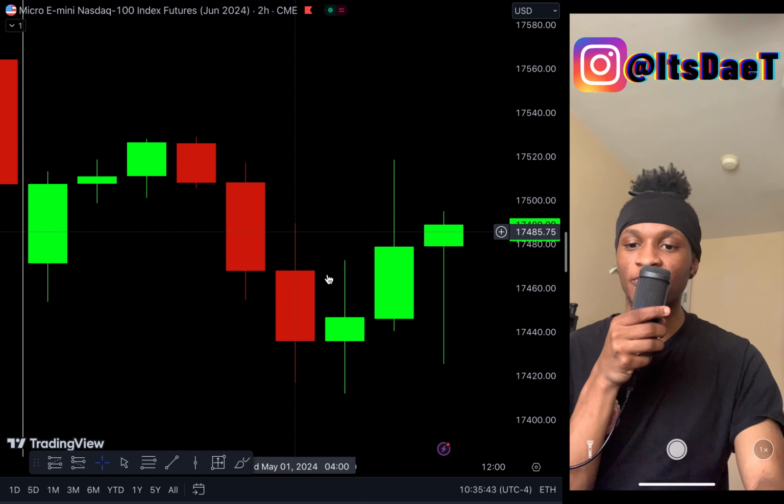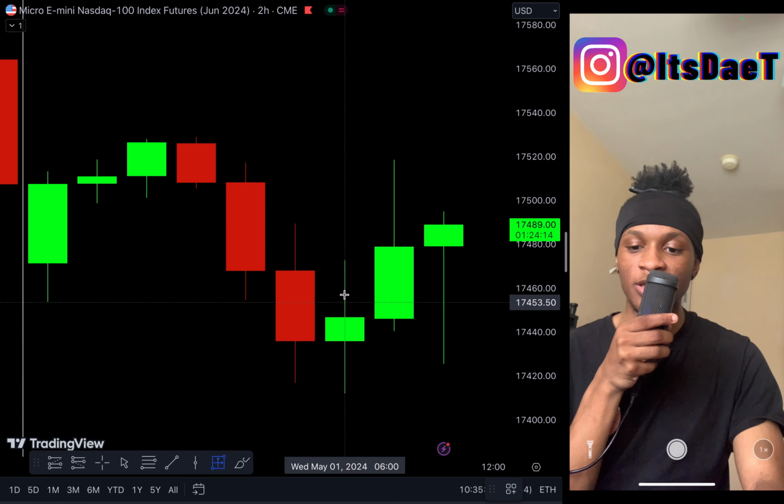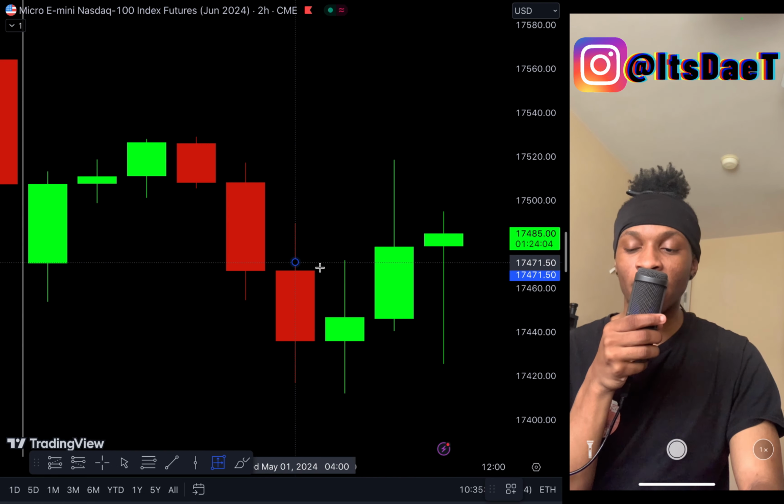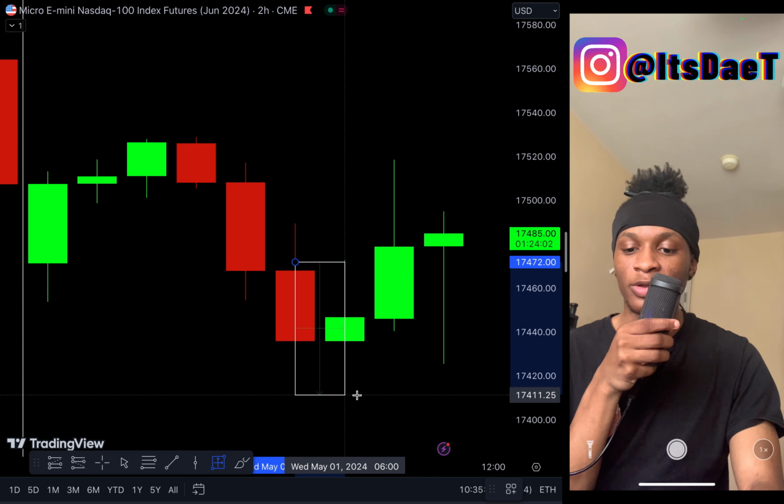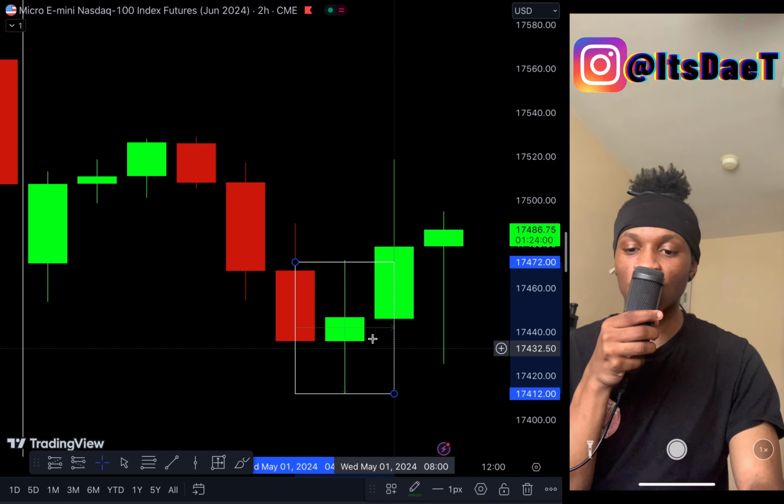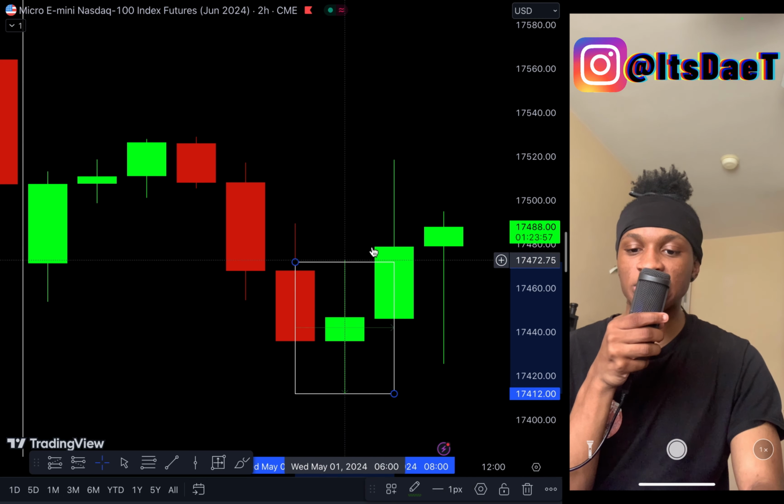On the 2-hour time frame, I'm going to go ahead and mark up this 6 a.m. candle right here. The top part of the wick is going to be right here, and then I'm going to mark the bottom part of the wick and bring this box over. So now what do we have? We have liquidity sweeping to the upside.